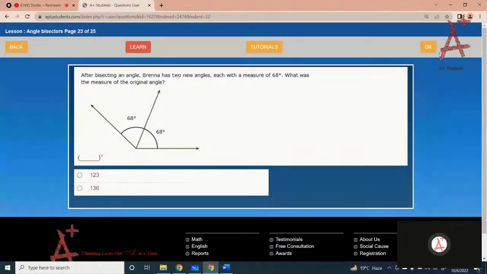After bisecting an angle, we have two new angles, each with a measure of 68 degrees. What was the measure of the original angle? 68 times 2 is 136. Got it?